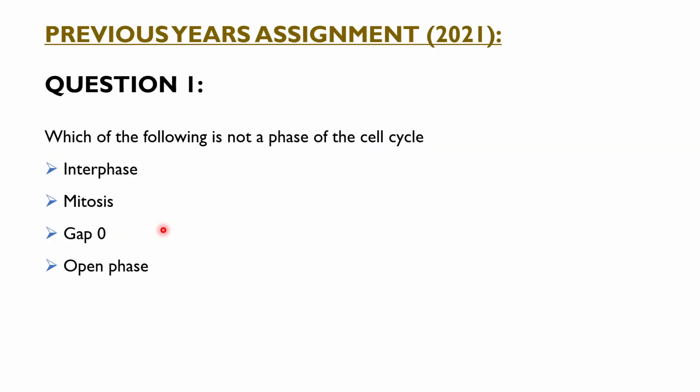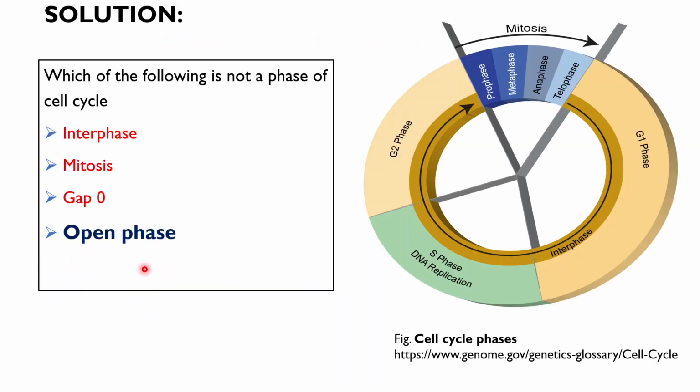That is, the cell could be in a temporary G0 phase, from which it can later re-enter the cell cycle division process, or it could be in a permanent G0 phase. So this G0 phase could be either reversible or irreversible. The only option that we are left with is the open phase. So open phase is the right option. Now we'll move on to the next question.